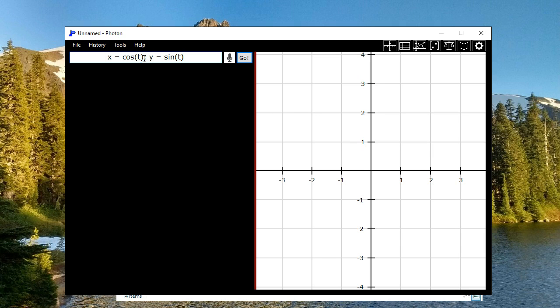So that's what you're going to do. You don't necessarily have to type them in this order, although it's a really good idea because you're probably going to confuse yourself a lot less. So x equals cosine t, and then semicolon again, that's the important part, and then y equals sine of t. So if I press enter here, then I get a circle. So spoiler alert, that's what you're going to get.